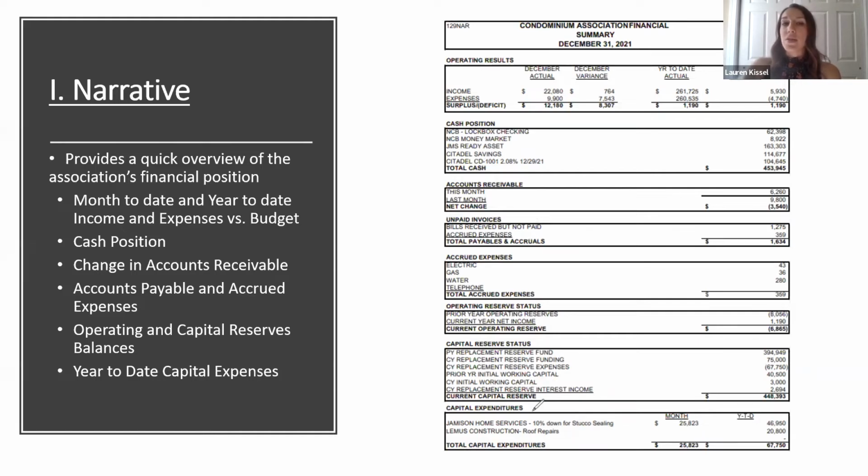And then lastly, you can see the capital expenditures. So down here, these are capital projects that happened within 2021, and they make up your current year replacement reserve expenses reflected here.